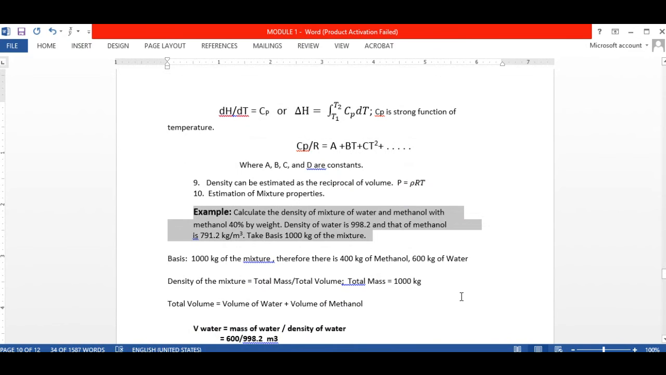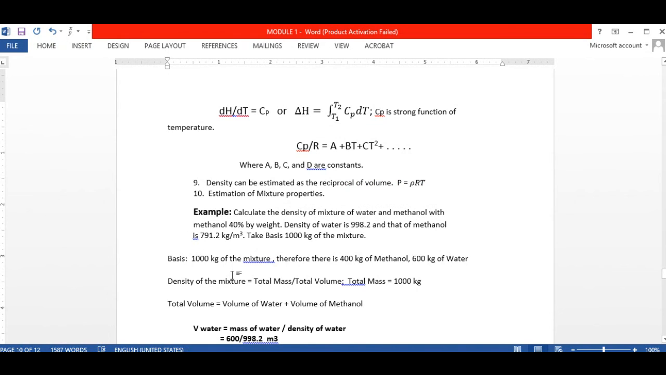Here, how to calculate the density of the mixture of water and methanol. The methanol is 40% by weight, and the density of water is this, kilogram per meter cube, and the density of methanol is 79.2 kilogram per meter cube. So we would like to know the density of the mixture. We are given the density of pure water and pure methanol. We want to calculate the density of the mixture.